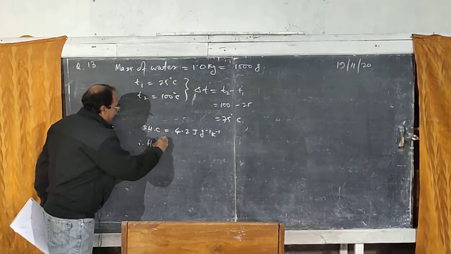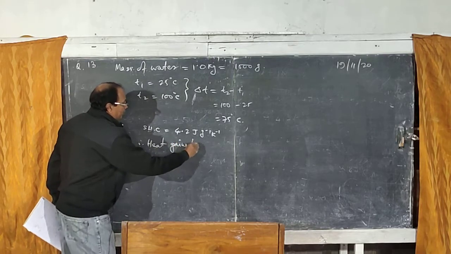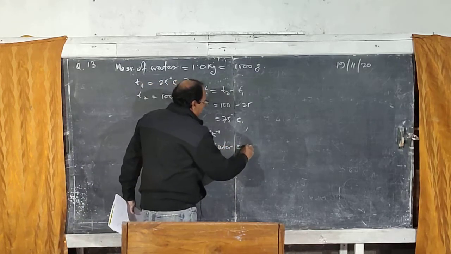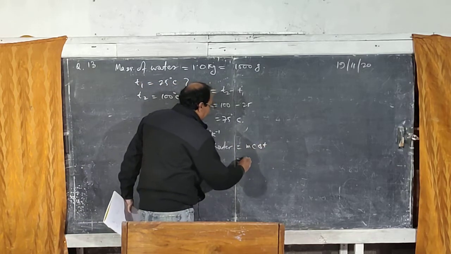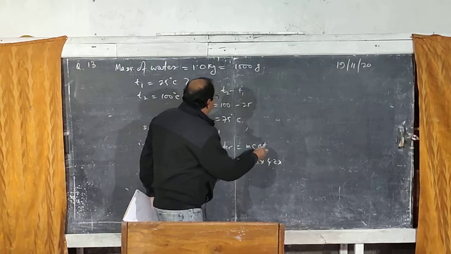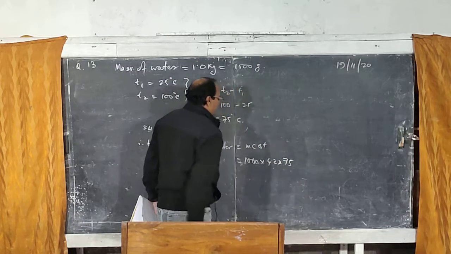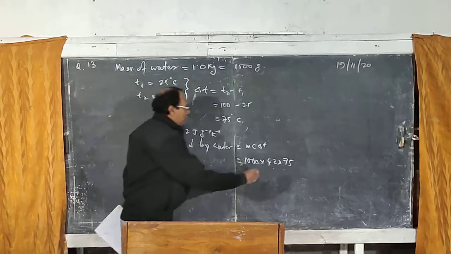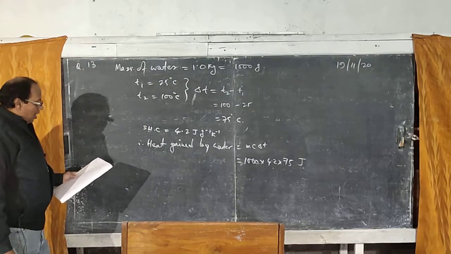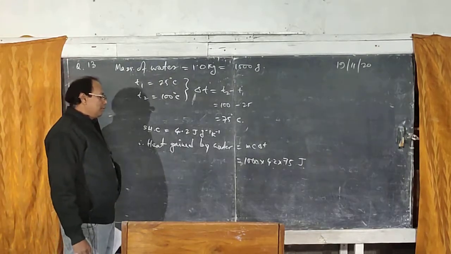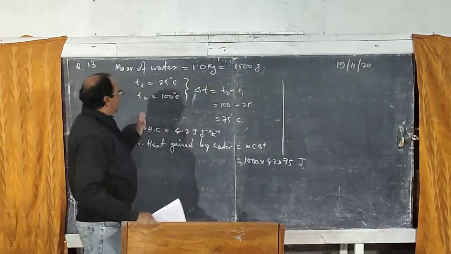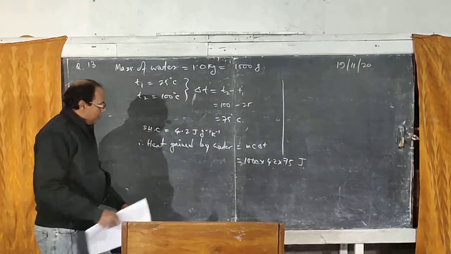Therefore heat gained by water equals mc delta T is equal to 1000 into 4.2 into delta T, here 75. If you want to go for calculation, you can go for that, otherwise you can write in this form. So heat gained by water equals 1000 into 4.2 into 75 joule. Now we will go for heat supplied. If you have space, you can go side by side. If you have no space, you can go downwards.